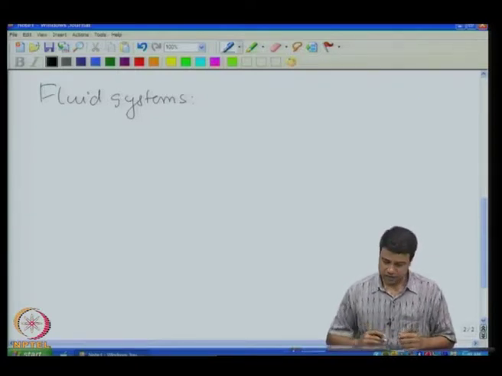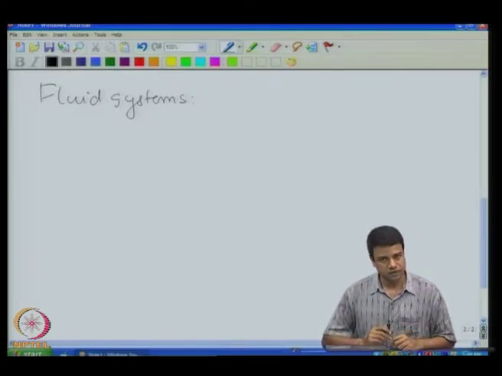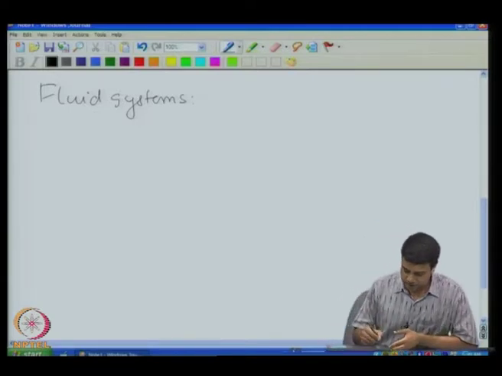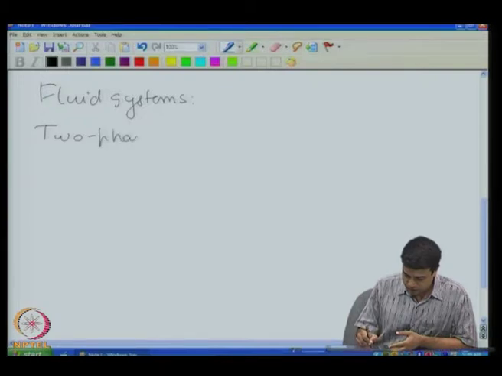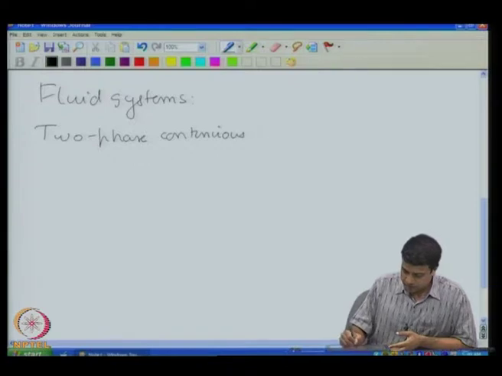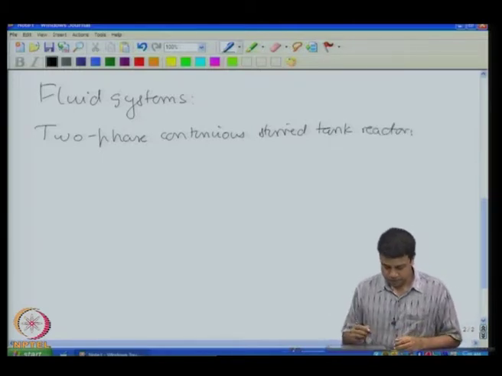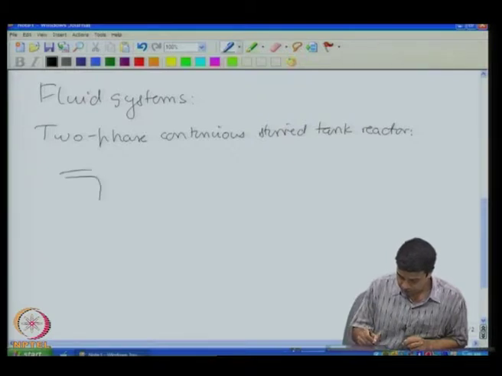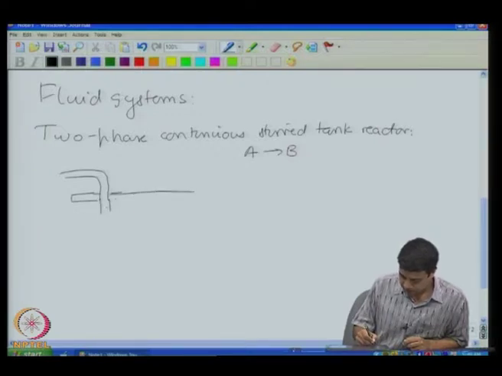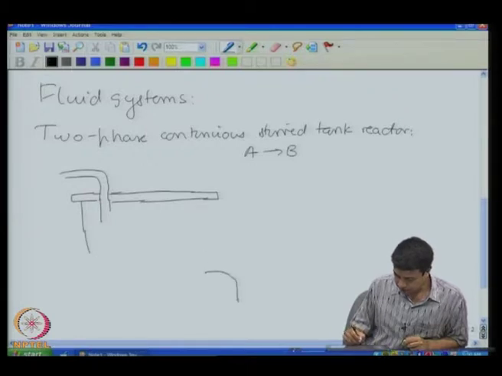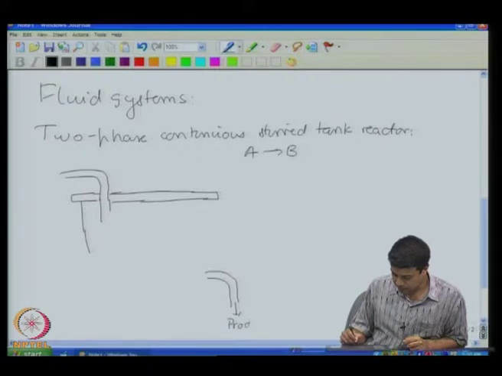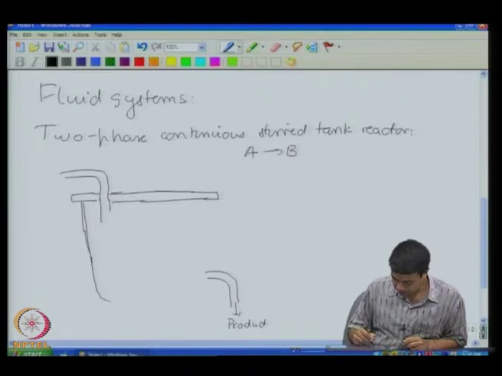Now, I said all processes involve chemical reactions as well as heat and mass transfer. Let us look at some concrete examples of this. First, let us take a two phase continuous stirred tank reactor. In this reactor we have inlet of some reactant A. The reaction is of the form A going to B and is catalyzed by a solid catalyst. This A comes in through the inlet of the reactor, and then in a continuous process you take out the exit stream, the product, and this happens in a reactor in a continuous manner.